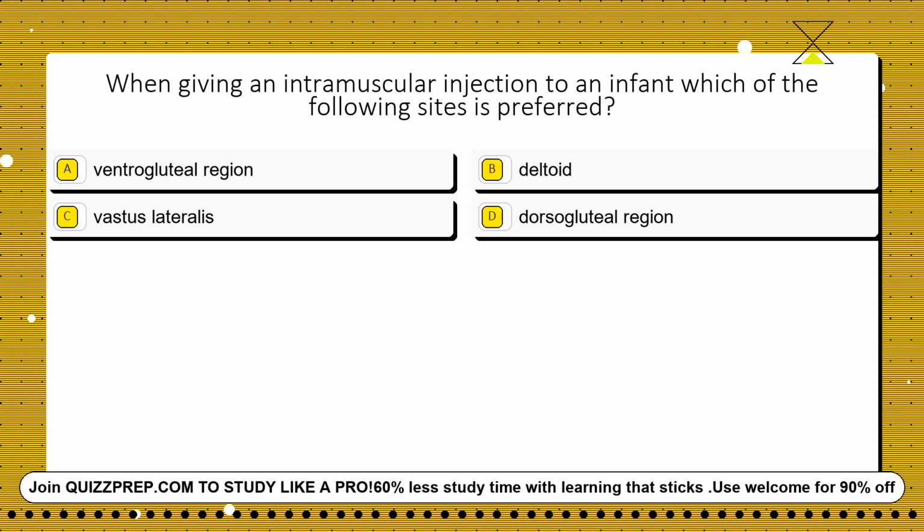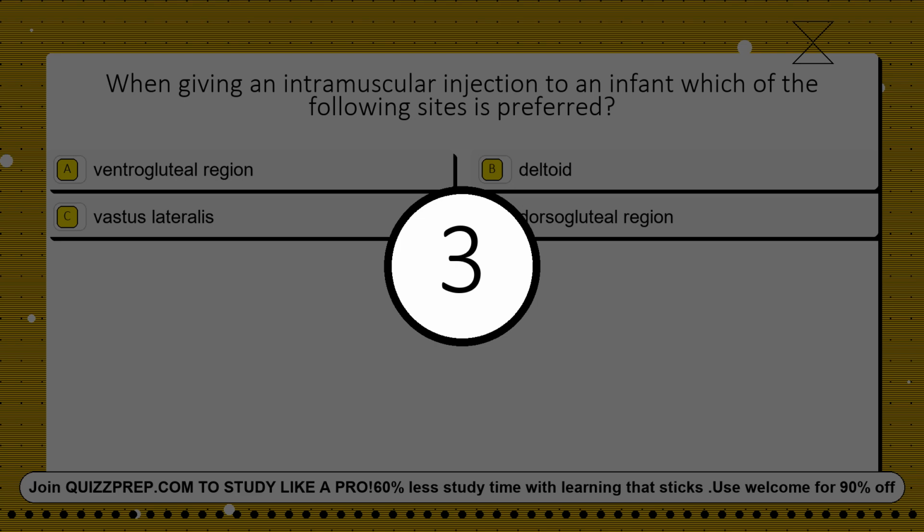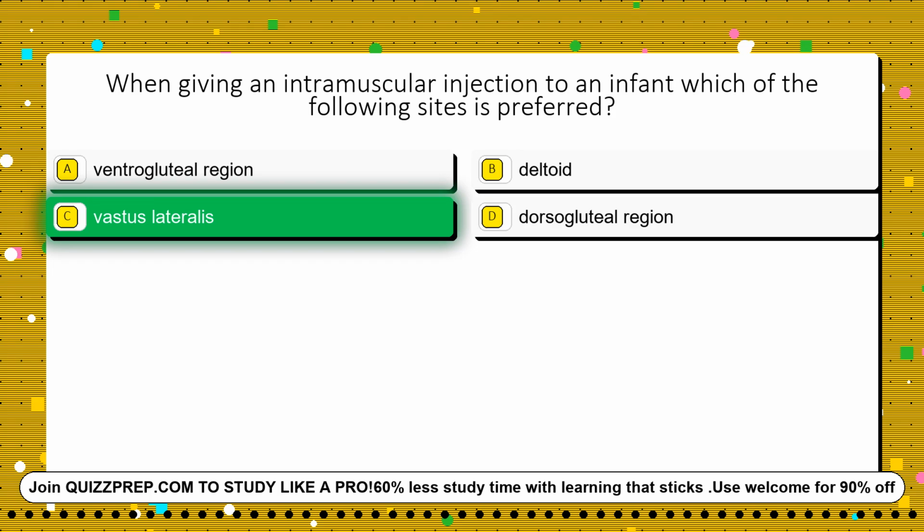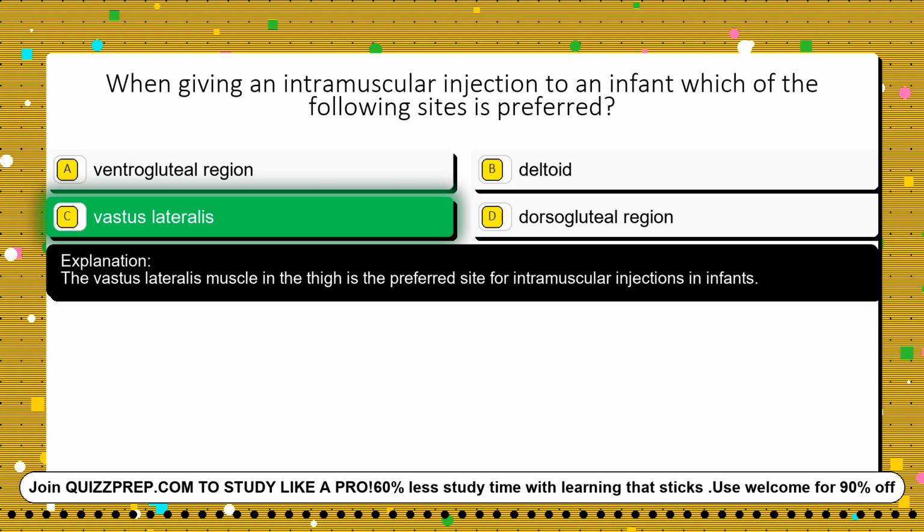Option A, a ventrogluteal region. Option B, deltoid. Option C, vastus lateralis. Option D, dorsogluteal region. The correct answer is option C, vastus lateralis. The vastus lateralis muscle in the thigh is the preferred site for intramuscular injections in infants.